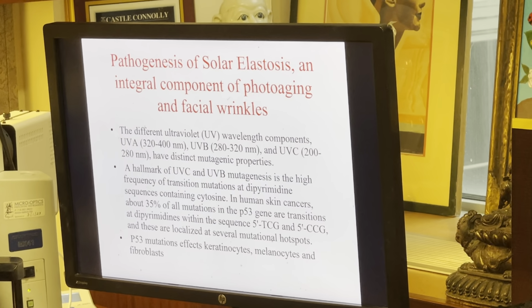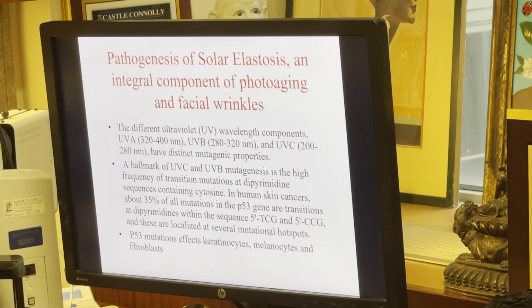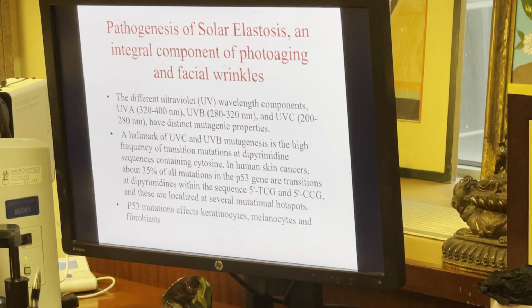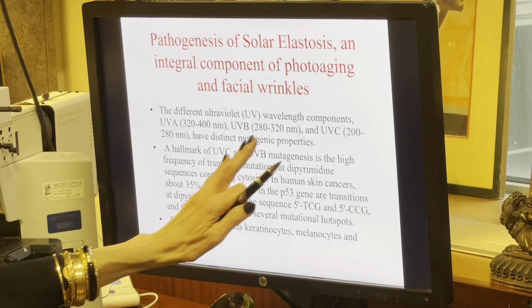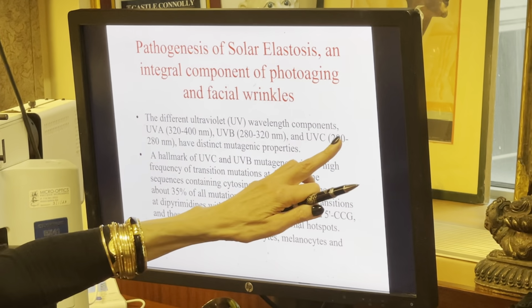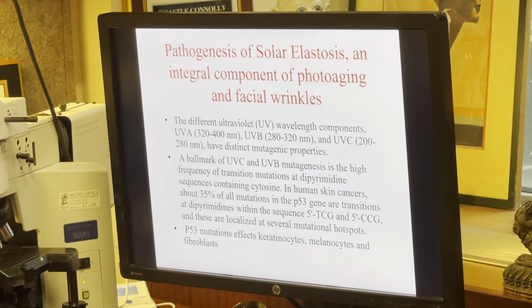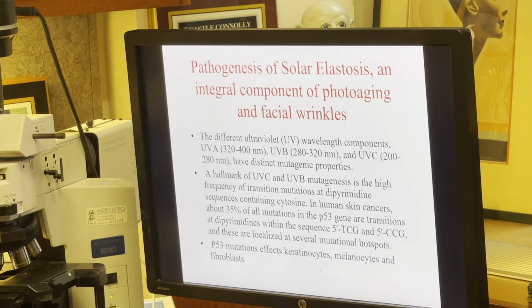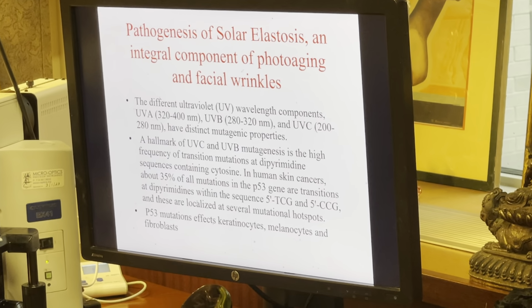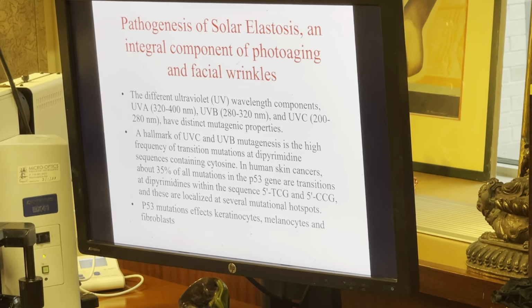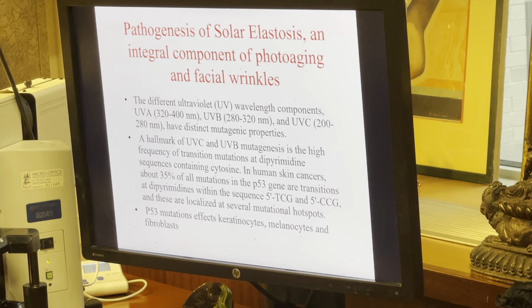So what are the different ultraviolet wavelength components? We have UVA, which is between 320 and 400 nanometers, UVB, which is between 280 and 320 nanometers, and then the germicidal UVC, which is between 200 and 280 nanometers, and they have all distinct mutagenic properties. But the hallmark of the germicidal UVC and UVB mutagenesis is the high frequency of transition mutations at dipyrimidine sequences containing cytosine. In human skin cancers, about 35% of all mutations in the p53 gene are transitions at dipyrimidines within the sequences of 5'-TCG and 5'-CCG, and these are localized at several mutational hotspots.